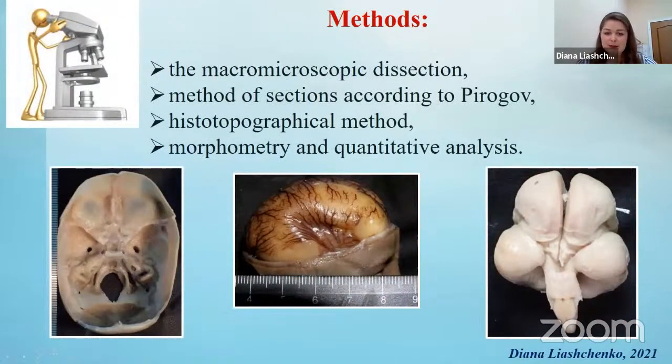And in this slide, you can see our own photos. On the right side, isolated preparations of isolated brain. We remove it very delicately from the skull. The median picture contains brain with skull. And in the left picture, you can see the internal base of the fetal skull, without brain and without calvaria.